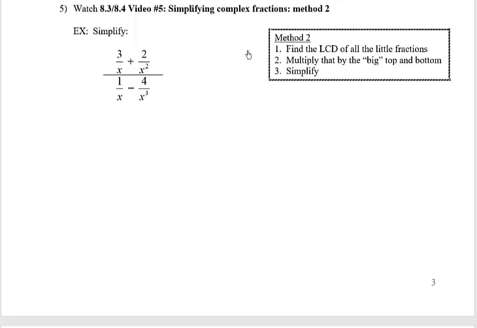Let me remind you of how method 2 works, and I've got the list of steps over here on the side for you. Remember, method 2 is the one where you concentrate on wiping out all the little fractions at once. You begin by finding the LCD of all the little fractions. There are 4 little fractions in this case, which means there's 4 little denominators. I've got x, I've got x times x, I've got x, and I've got x times x times x. I'm saying it that way because I really need to concentrate on factors in order to find the LCD.